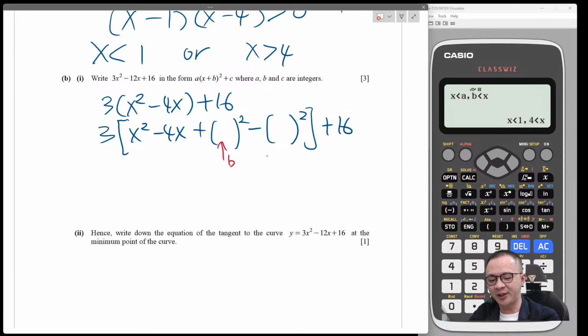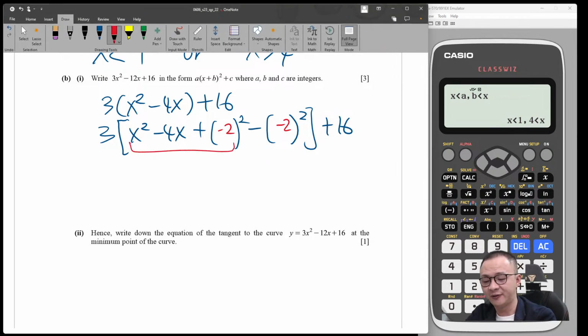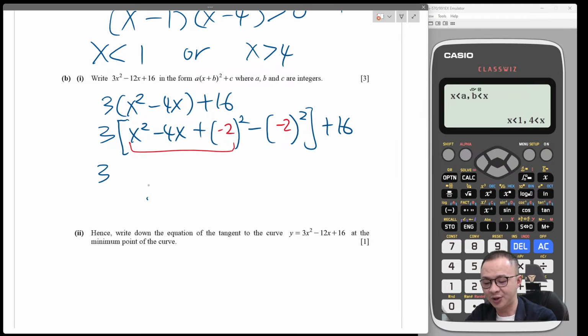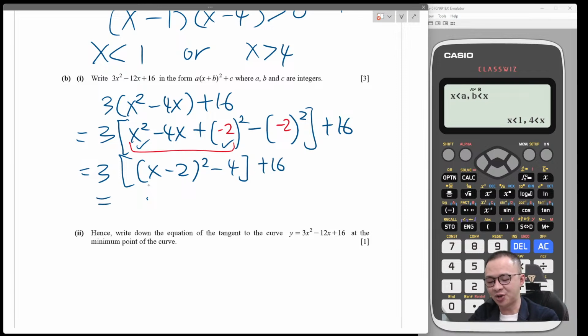And then this one will be b divided by 2. My b is negative 4, divided by 2, I should get negative 2 here. Alright, then what I do next is I combine the first 3 terms here. So I should get x minus 2 squared. Choose the first one and the third one. And then this one is minus 4 plus 16. Multiply 3 into both, so this one is minus 12 plus 16. So here will be positive 4, isn't it?